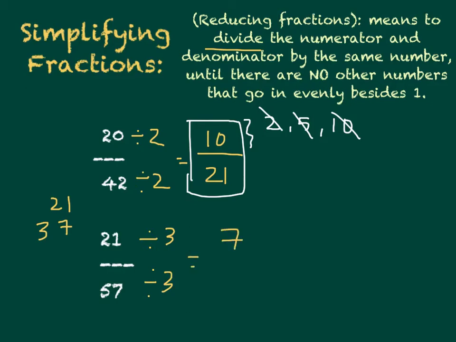21 divided by 3 I know to be 7. 57 divided by 3 is going to end up being 19. Now I know 7 is a prime number, so only 1 and 7 go into 7. 7 does not go evenly into 19, so 7/19 is going to be my fraction in simplest form. There may be times where I have to take this fraction that I create first and divide again and look for another number. I always want to check to make sure the only number that goes in evenly into both is 1.